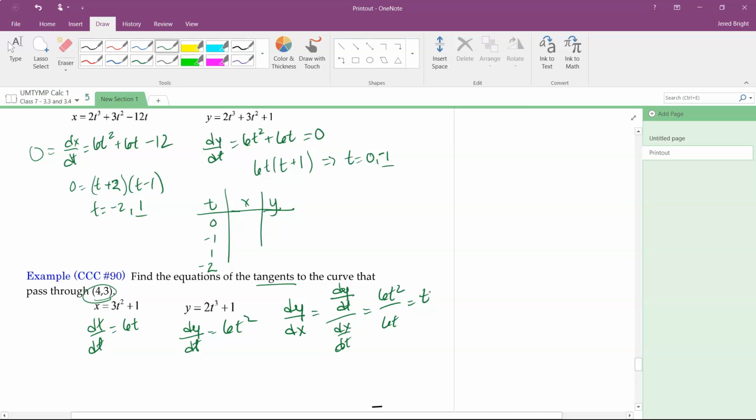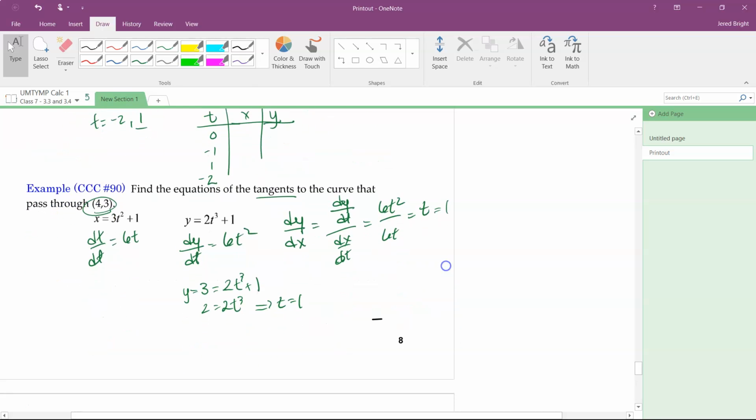In this case, if I want the value of t, I need to make sure that y is equal to 3, but y is also equal to 2t cubed plus 1. So subtract 1, I get 2 is equal to 2t cubed, and consequently t is equal to 1. For this instance, it's just 1. You could do the same thing with x, and you'll get exactly the same thing, except you'll get plus and minus 1. So we should check plus and minus 1 as well.